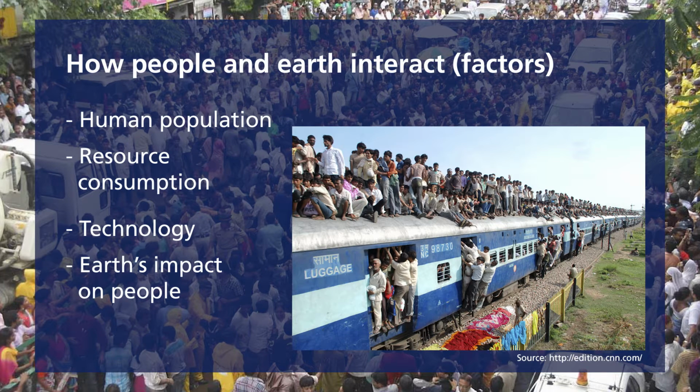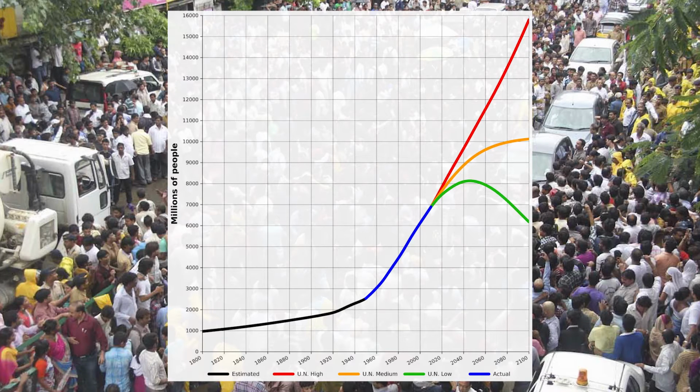The US Census Bureau estimated that by 2050, the number of people on Earth will be approximately 9.5 billion, and that's 40% greater than it was just a few years ago in 2010.